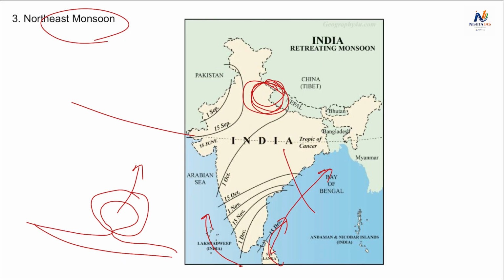This Bay of Bengal branch gives rainfall for your Kolkata, West Bengal and the northeastern region, and the Arabian Sea branch will pass through Karnataka, Maharashtra, and then it enters from Gujarat, and then it gives rainfall for the Rajasthan, Punjab, Haryana region.